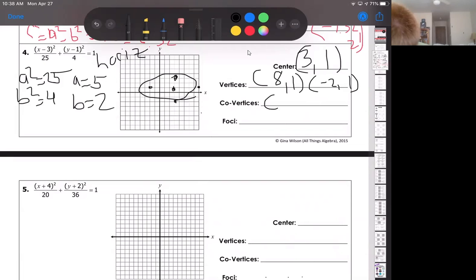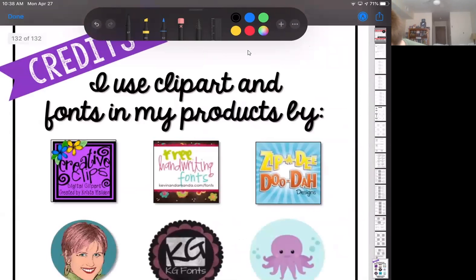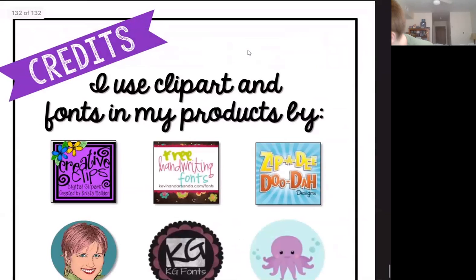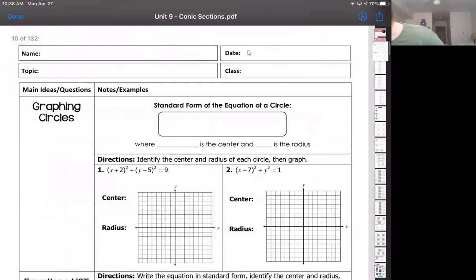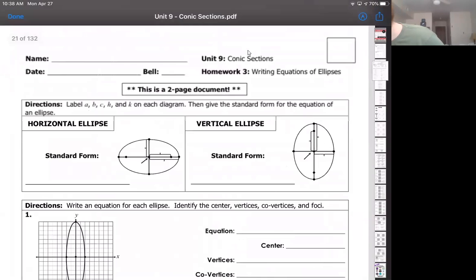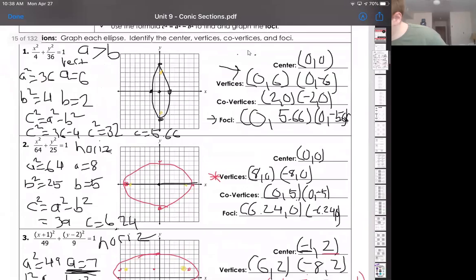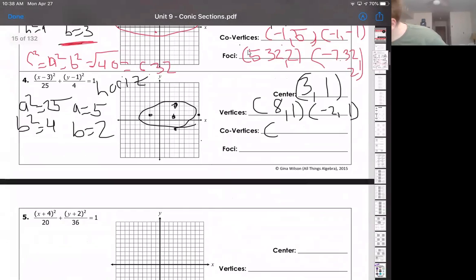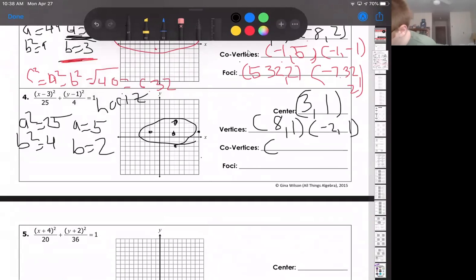To get your co-vertices, remember you're going to mess with your y values from your center. Oh my god, I hate how I keep hitting that with my palm. It keeps screwing us up. Okay, there we are. So you're adding to the y value, so you would see you have a point at 3, 3, and you have a point at 3, -1, which I was a little sloppy with when I graphed, actually. It's hard on this iPad to be accurate.